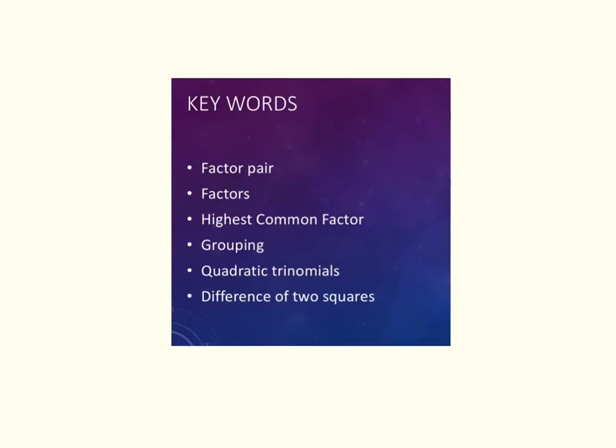In this chapter we're going to have some keywords that we're going to refer to along for a good bit of it. We're going to have factor pair, factors, highest common factor, which probably sounds familiar from first year maths, grouping, quadratic trinomials and difference of two squares. But let's start at the very beginning.